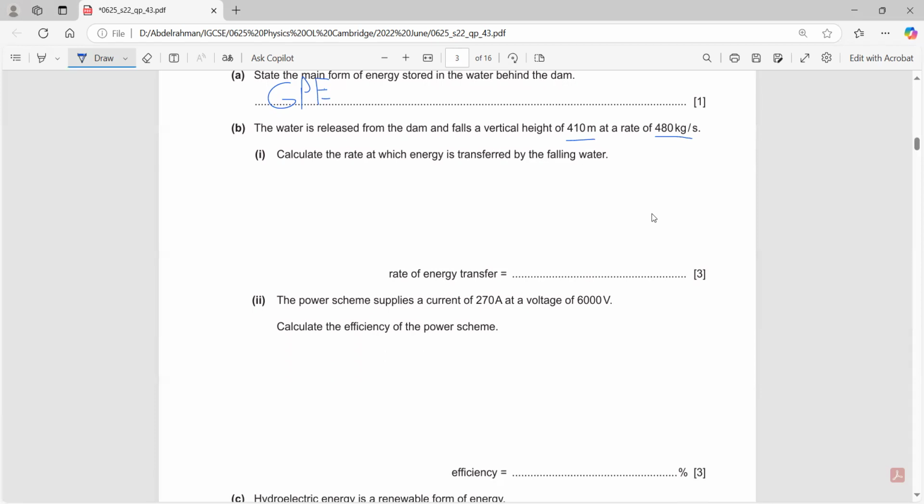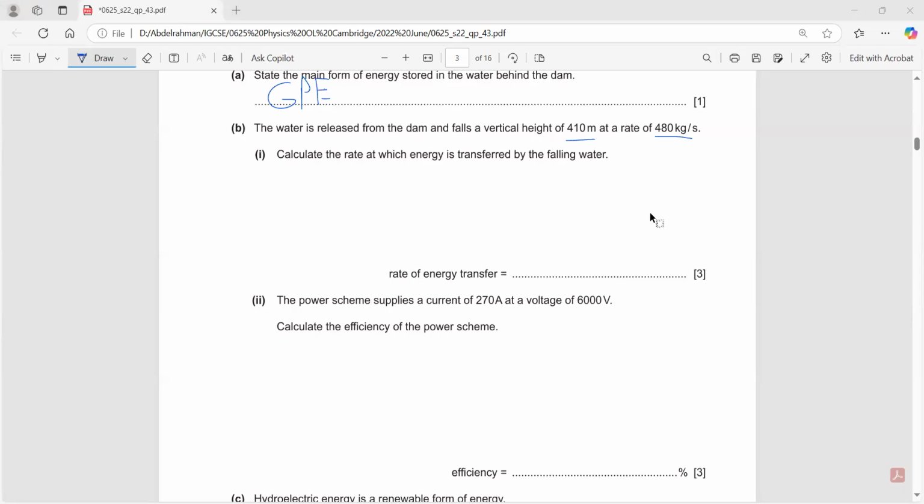So rate of something means that we need to divide this something by time. Do we have the time? Actually, we do have the time, which is per second. It says 480 kilograms per second. So this means that every second, this is the time. This is the time taken.